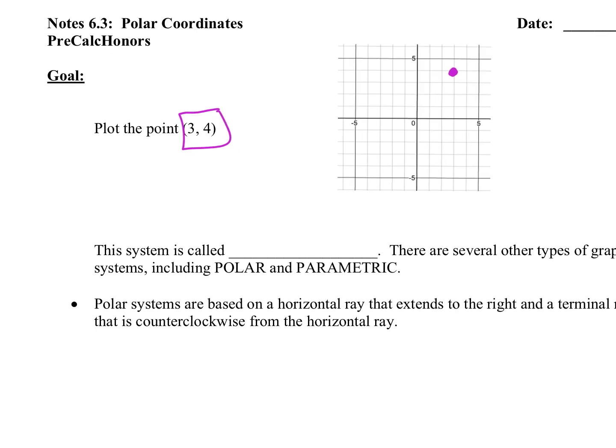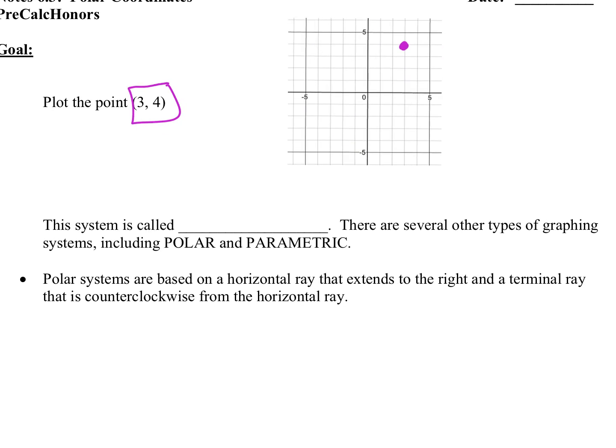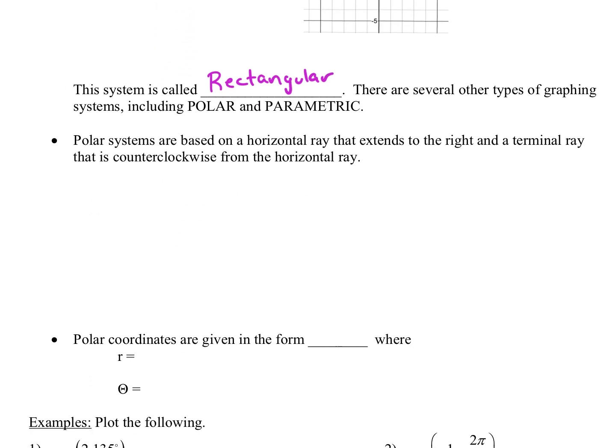Even though we don't really call it this very often, this system of graphing is known as the rectangular system. There are other graphing systems, both polar and parametric, that we will see this year. Polar is what we're talking about today. The polar system is based on a horizontal ray that extends to the right, and I'll sketch this in as I'm describing it. A horizontal ray to the right and a terminal ray that is measured counterclockwise from that horizontal ray.